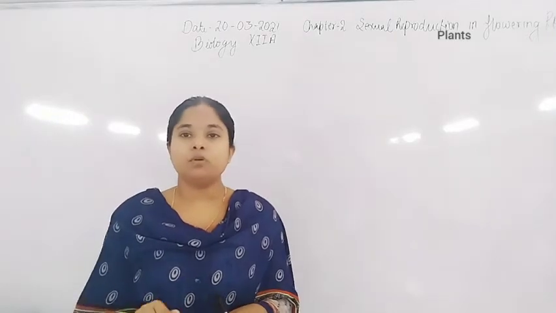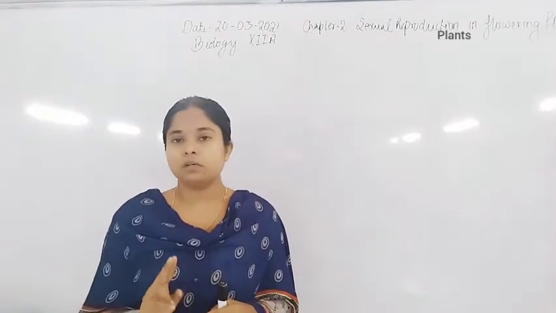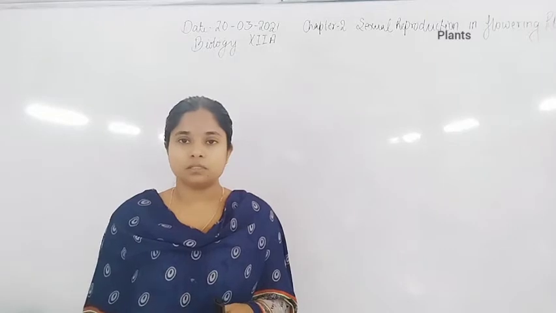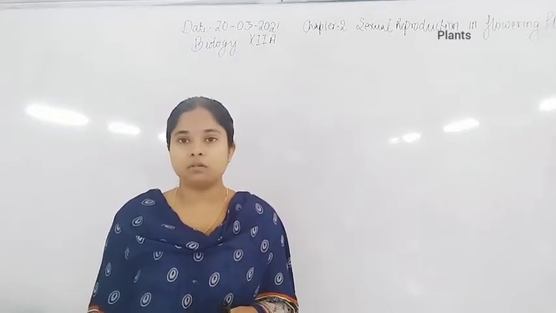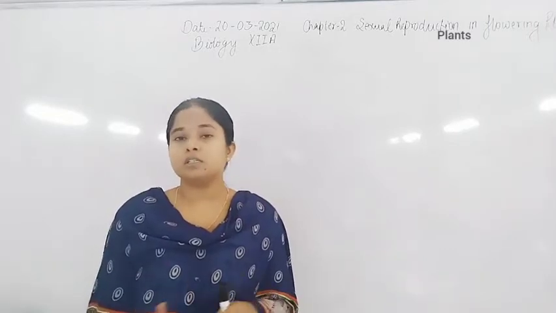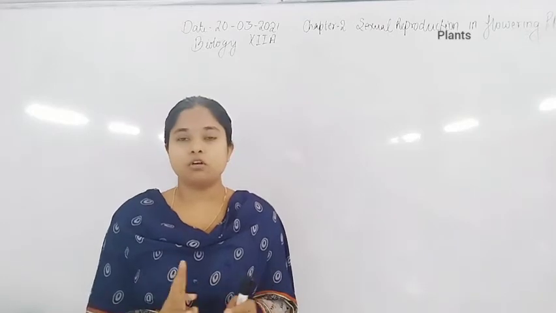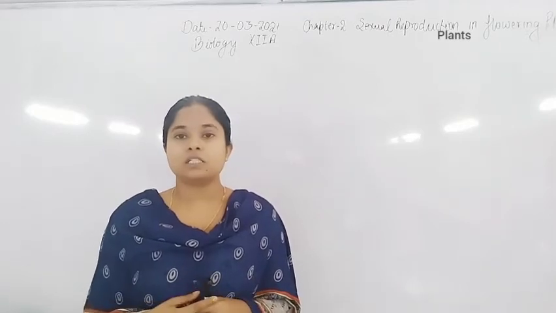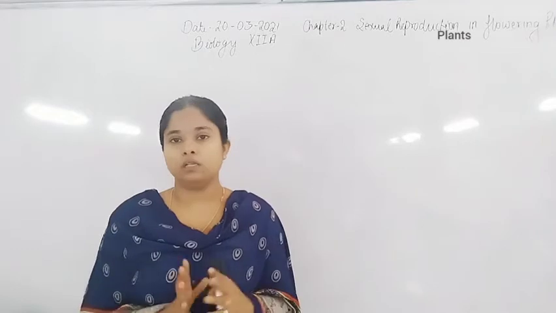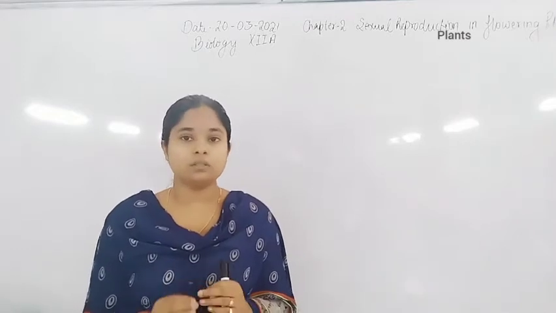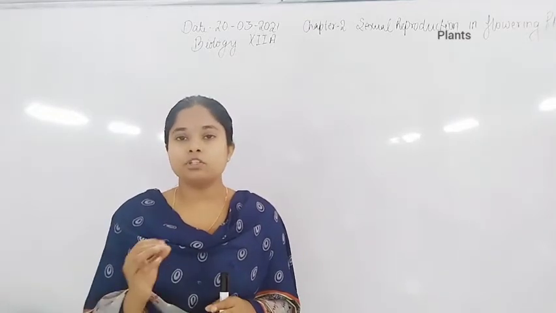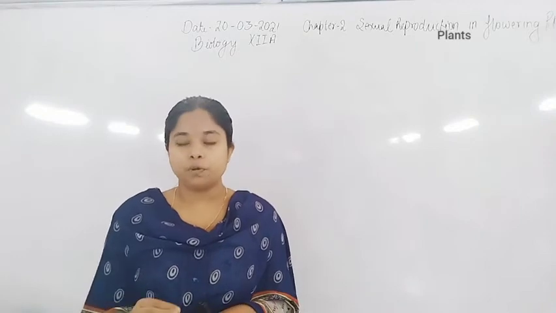Now, inside the pollen grain, there are two cells, the generative cell and the vegetative cell. The generative cell undergoes mitotic division, and from the generative cell there is formation of non-motile sperms inside the pollen grain, and the vegetative cell helps by providing nutrition to the developing sperm.